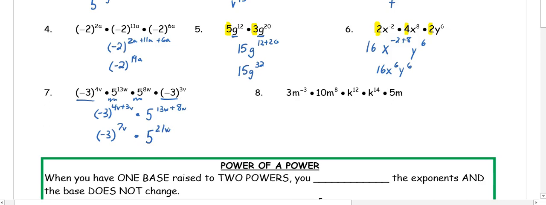Number 8, we again have two bases. We have m, and this last one will have an exponent of 1, so we have m to the negative 3 plus 8 plus 1, and we have k to the 12 plus 14. We also have some coefficients here. We have 3, 10, and 5, so we can multiply those all together. 3 times 10 is 30, times 5 is 150. So this simplifies to 150m. When I add this together, negative 3 plus 8 is 5 plus 1 is 6m, and k to the 26th power.